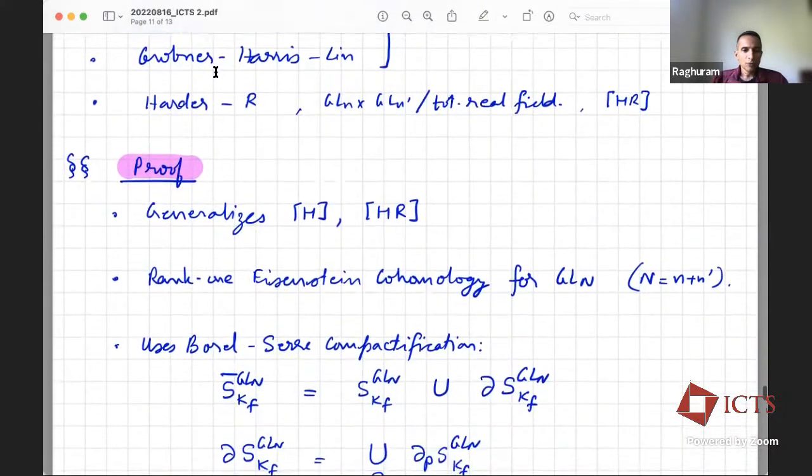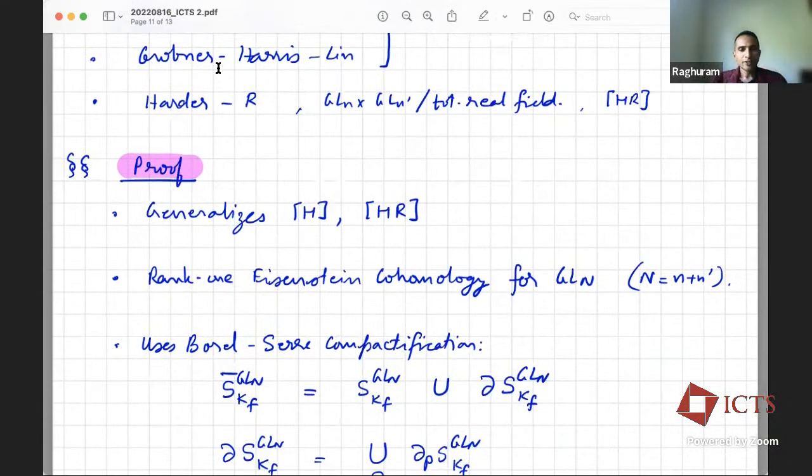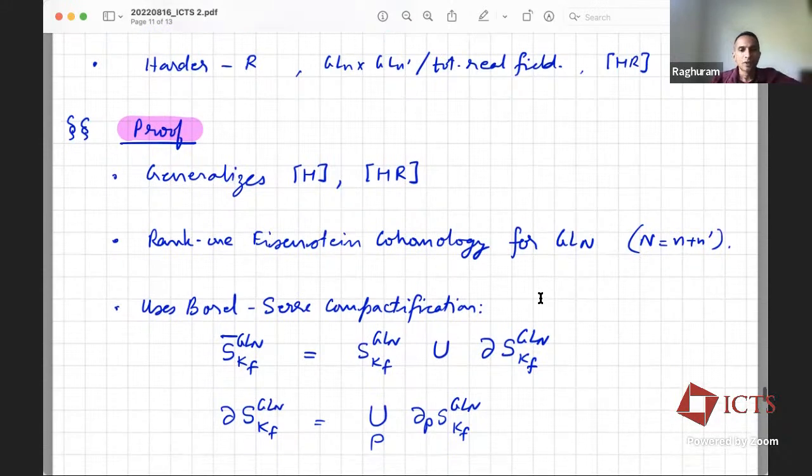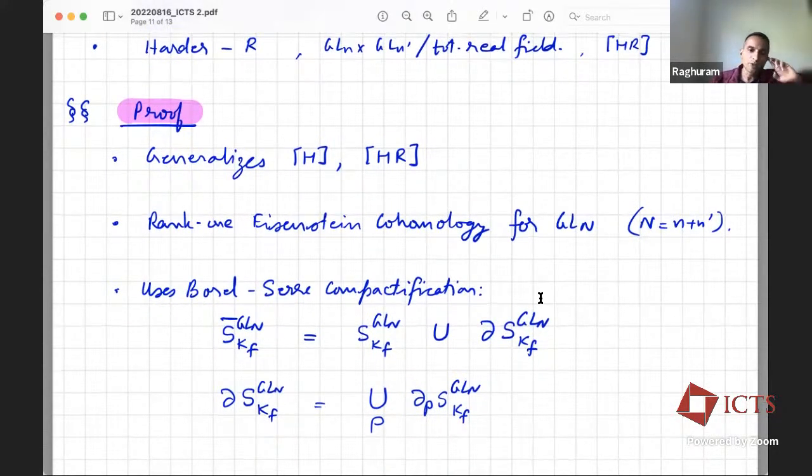So just a few words about the proof, and then I want to give you a one page summary of the proof. So first of all, the techniques of the proof generalize Hida's Inventiones paper on Eisenstein cohomology for GL2, and then later my book with Hida for Rankin-Selberg for totally real fields. The idea is to somehow exploit aspects of rank 1 Eisenstein cohomology for another, bigger general linear group, GL capital N, where capital N is n plus n prime. And in the process of understanding what that Eisenstein cohomology is, you've got to bring in the Borel-Serre compactification.